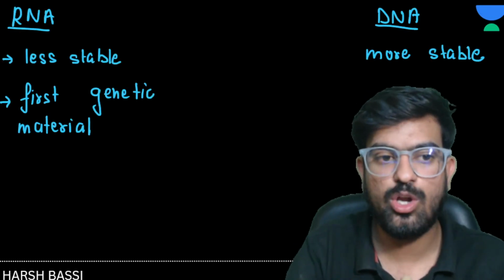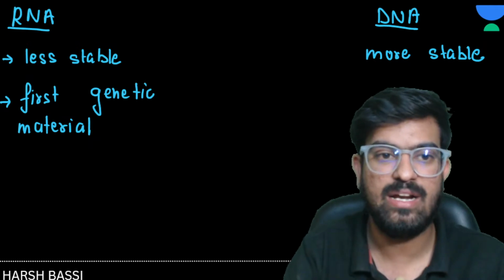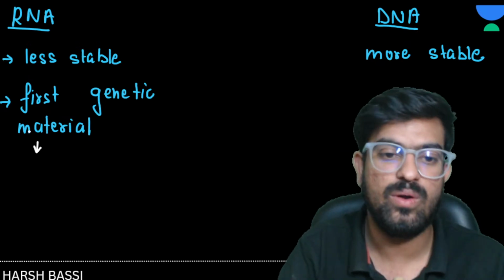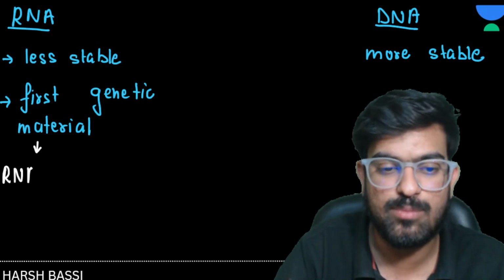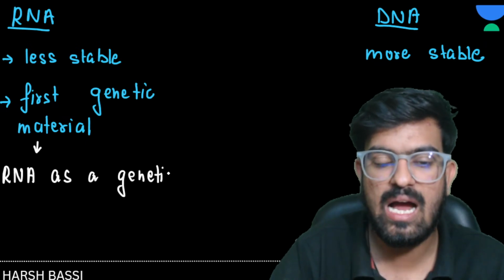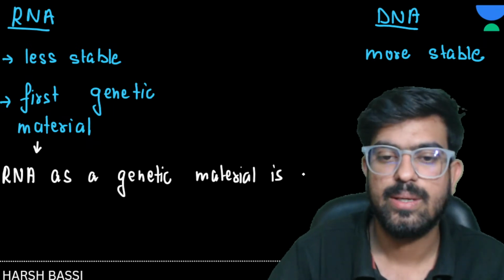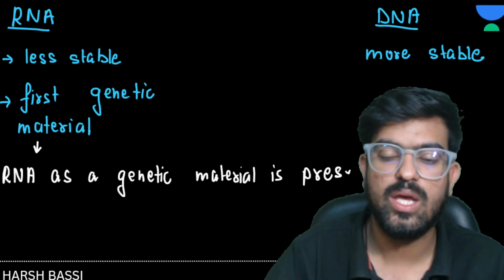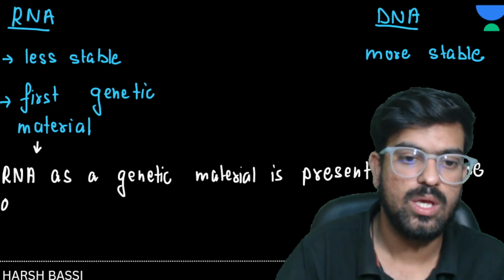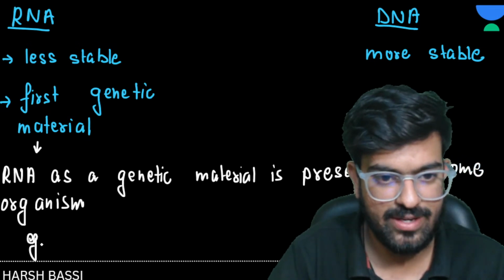Now, if I talk about some of the cases like bacteriophage, like plant virus, TMV plant virus, in these cases the genetic material is RNA only. RNA as a genetic material is present in some organisms. In what organism? Let's write the example.